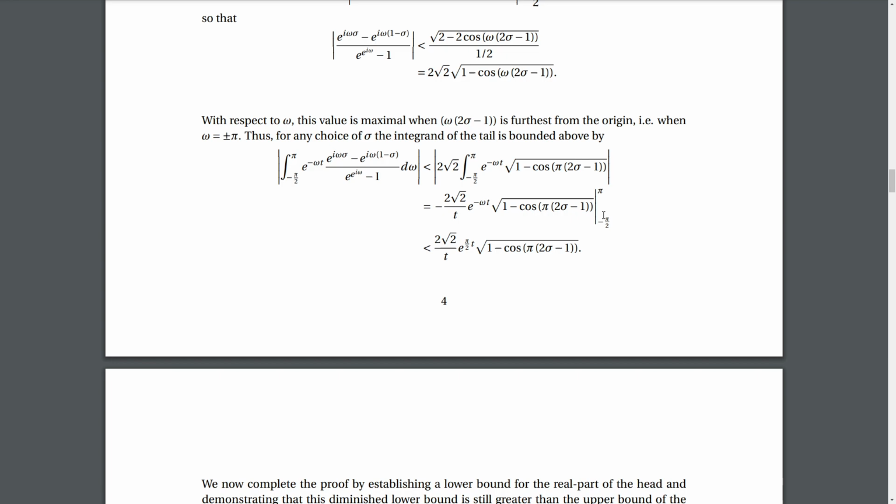We can actually evaluate this, right? And so this is just, again, the integral of e to the negative omega t with respect to omega. And so we end up with negative 1 over t times e to the omega t evaluated at these points. And so this is the result of our integral once we've made those simplifications.